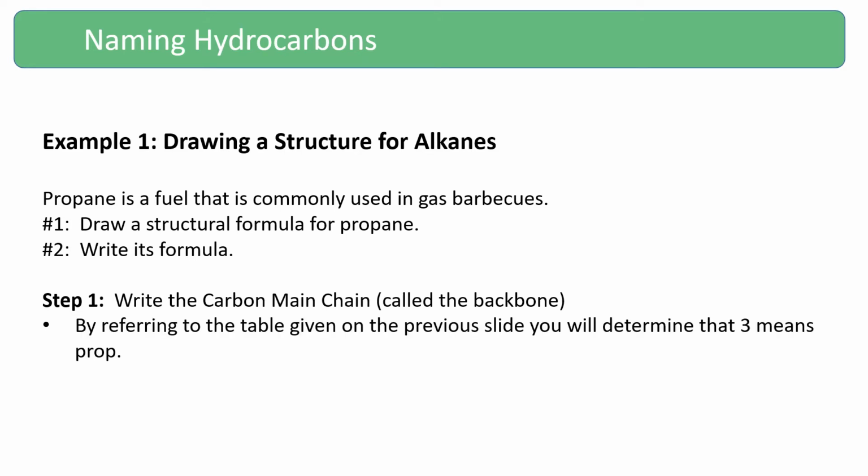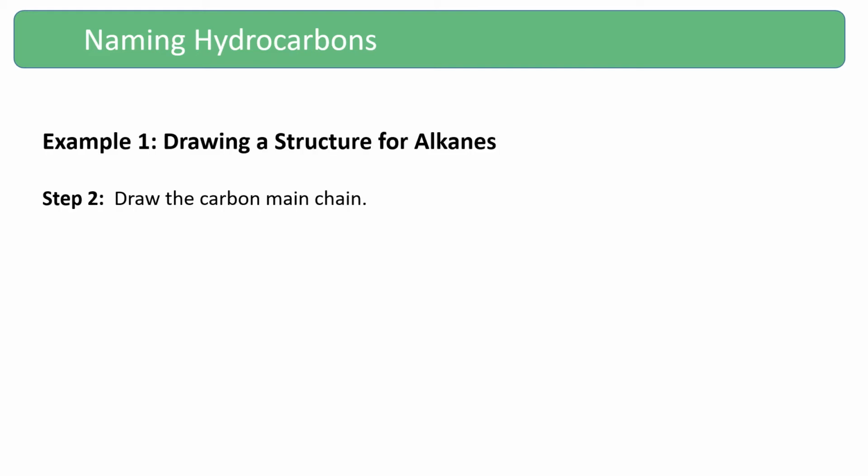By referring to the table on the previous slide, you will find that 3 means prop, or prop means 3. This gives the first half of the name, the prefix, as prop. So draw the carbon main chain showing 3 carbons. Attach your bond symbol.